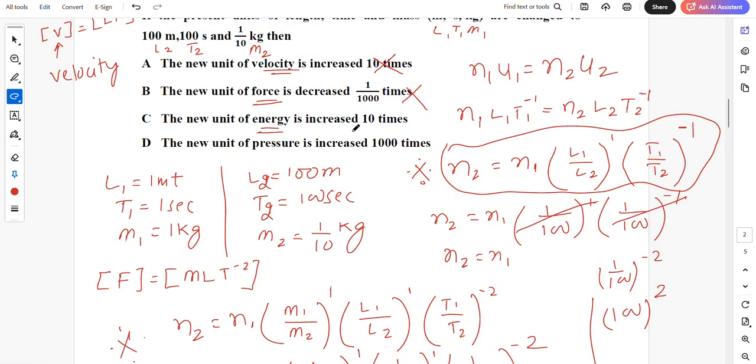The new unit of energy is increased by how many times? 10. This is the right option. No need to check this one. This will be wrong. If you want, you can check for pressure. This will be the wrong option. The right option we got, that is energy is how much?